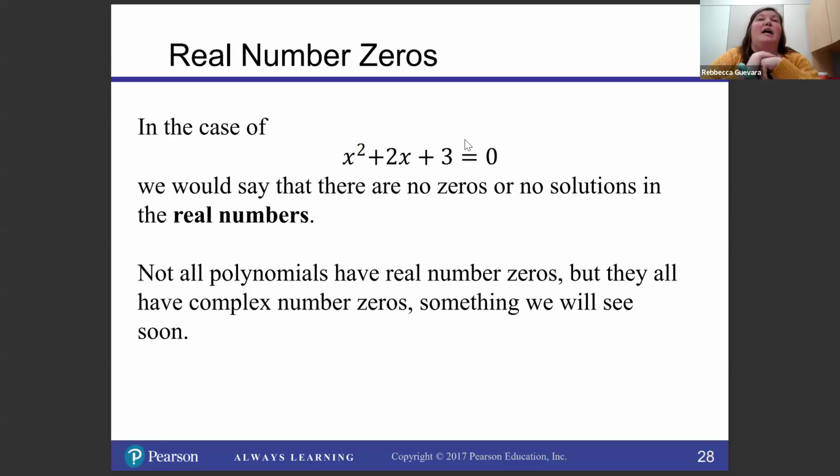So as stated, x squared minus 2x plus 3 equals 0, we would say there are no zeros or no solutions in the real numbers. Not all polynomials have real number zeros, but they will always have complex number zeros, of which real numbers are a part. We'll get to that, which is something we're going to see fairly soon.